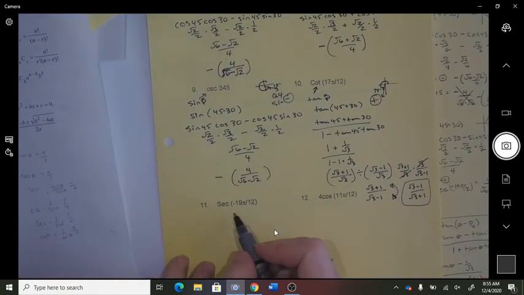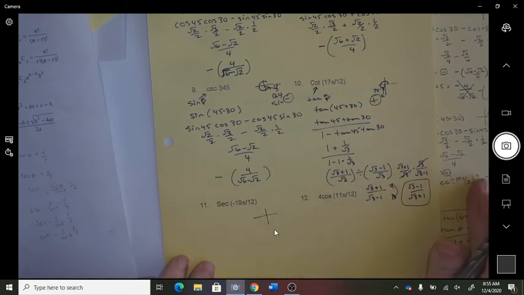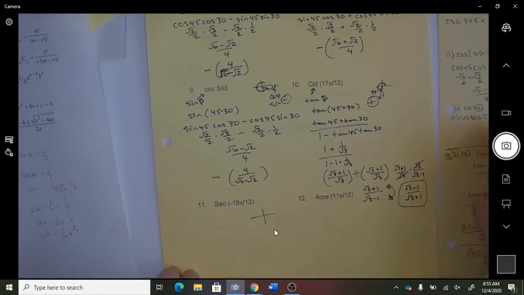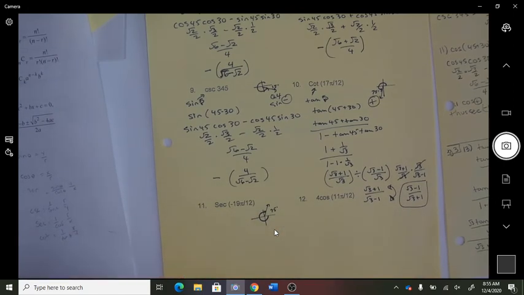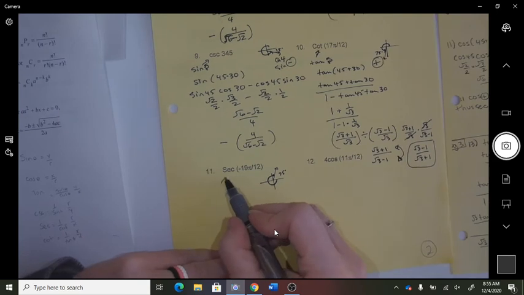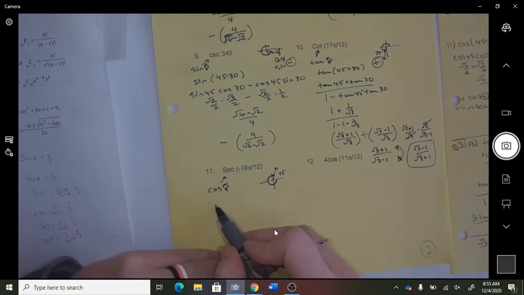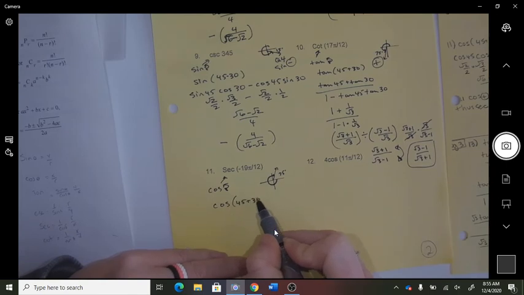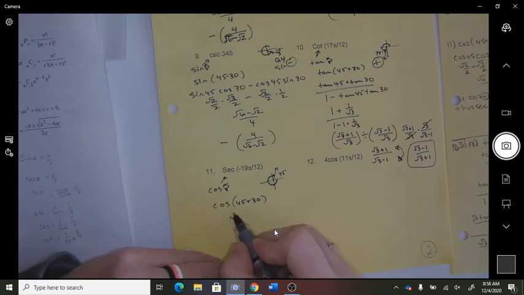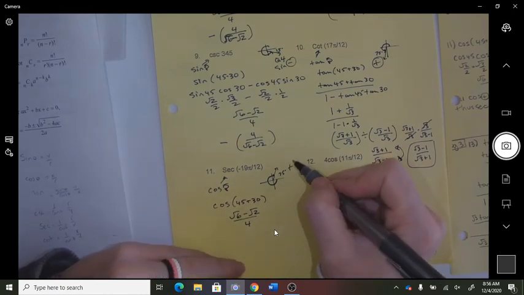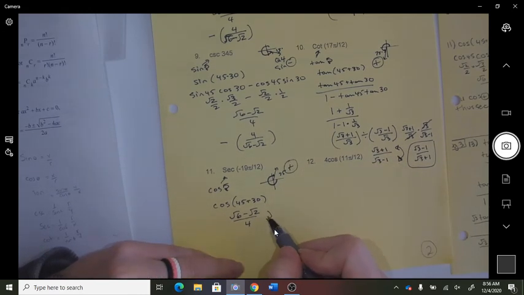Okay, negative 19 pi over 12. So where does this land? Okay, so we're going to go back 6, 12, 18, 19. So it lands there. It's a 75-degree reference. So secant is the opposite of cos. So you're going to be doing a cos of that. Okay, I'll let you fill that in. When you get done your work of your formula, you would get that. And quadrant 1, it's going to be positive, but because it's secant, we're going to flip it.